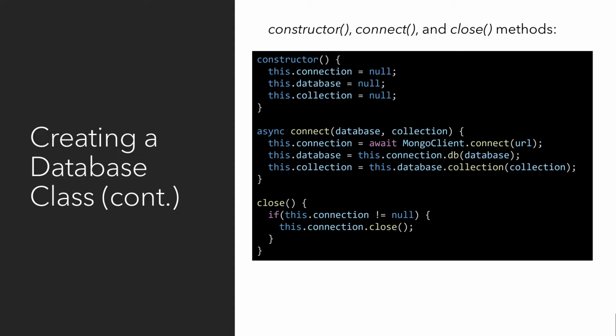Finally, the updated version of close is testing, is this.connection equal to null or not. If it's not equal to null, we can safely close the connection because connect has been called and connection, this.connection, has been overridden at some point in the past. So let's move on to look at all of the different CRUD operations, starting with C.